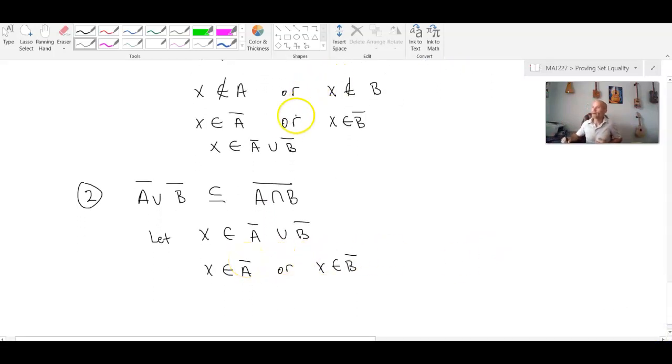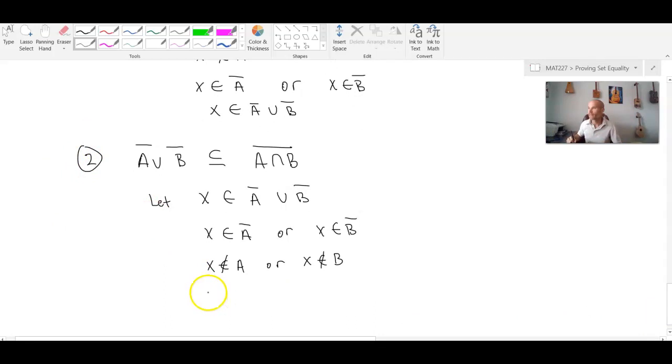Next, remember, we want to end up with X as an element of the complement of the intersection. A lot of times we're going to deconstruct that further and say X is not in A, or X is not in B. Well, if X is not in A or it's not in B, that means it's definitely not in the intersection of A and B, right? It's not in one or it's not in the other. So X is not in at least one of these two sets.